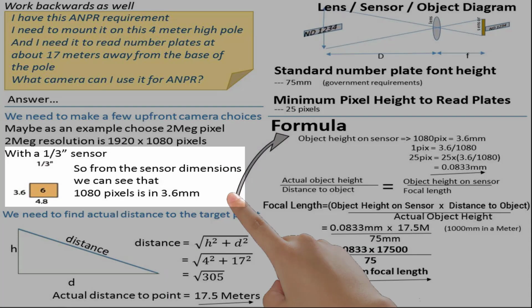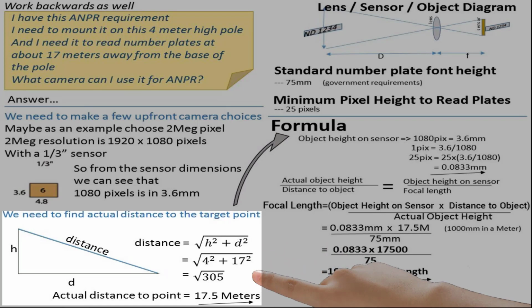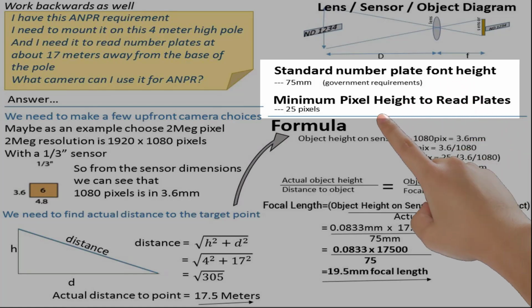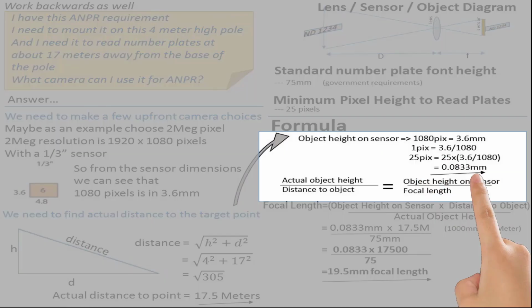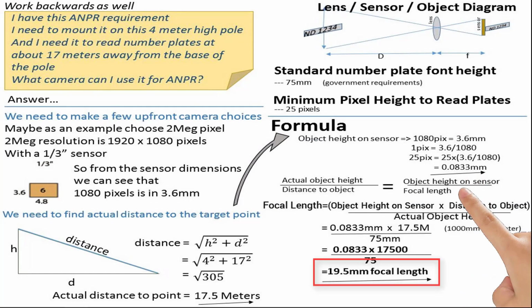Firstly, from the sensor chart and known resolution, 1080 pixels covers 3.6 millimeters. Using simple Pythagoras right-angle theorem, the actual distance from the camera to the plate would be 17.5 meters. Remembering the plate must be 25 pixels high and the standard number plate font is 75 millimeters high, all the numbers can now be plugged into the formula, and the result calculated to be 19.5 millimeter focal length. So a 2-megapixel camera with a 1/3 inch sensor and a 19.5 millimeter focal length would meet the requirements. This is how the ANPR site can be set up to work each time with the minimum of effort.